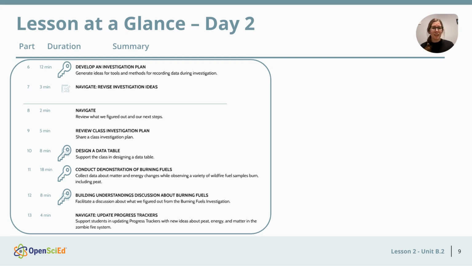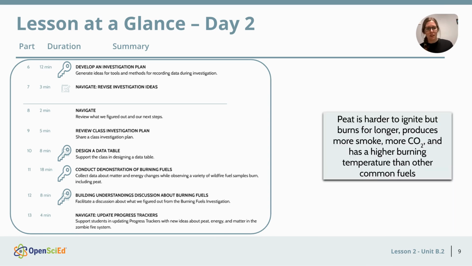Which goes directly into loop 2, which is when we're going to investigate how is peat different from other fuel samples. We're going to develop an investigation plan for safely burning and collecting data with the fuel samples. We're going to design a data table for the information that we collect. We're going to conduct a demonstration of the burning fuels. And finally, we're going to have a building understanding discussion about the burning fuels.